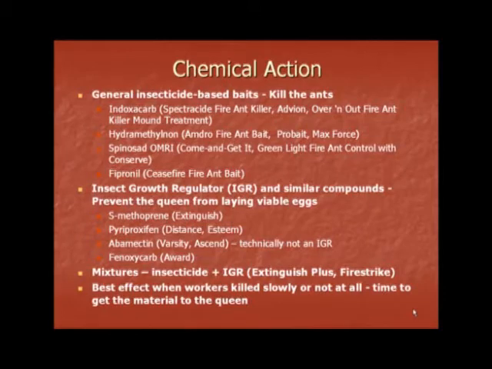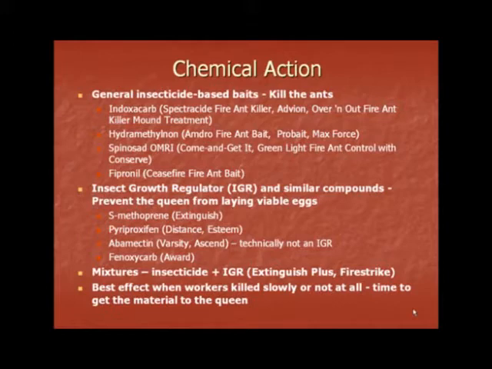Insect growth regulators, or IGRs, and similar compounds prevent the queen from laying viable eggs. Active ingredients include S-methoprene, or Extinguish, pyriproxyfen, found as Distance, or Extreme, abamectin, found as Varsity, or Ascend, which is actually technically not an insect growth regulator, but often found in this category, or fenoxycarb, found as Award.